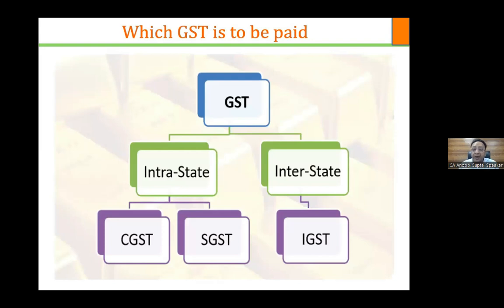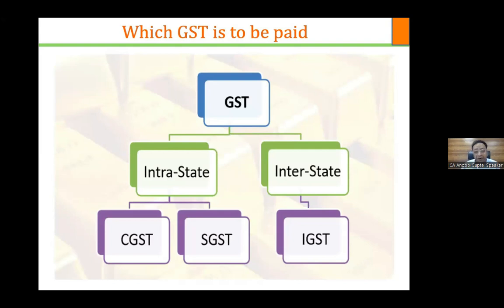So what are the kinds of GST involved in India? It is a unique structure in India that we have three types of GST. In an intrastate transaction, two types of GST are payable, as we all know, that is central goods and services tax and state goods and services tax. Why are we paying these two types of taxes on one transaction? Why not only one tax?